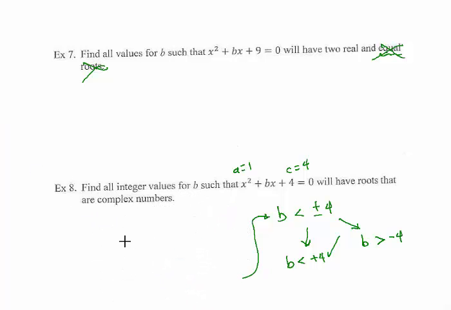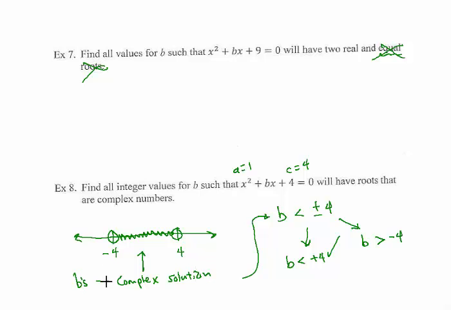So if we were going to graph the possible values of B on a number line, we would have negative 4 with an open dot, positive 4 with an open dot, and only the numbers in between would give us complex solutions. And we should say B's leading to complex solutions.